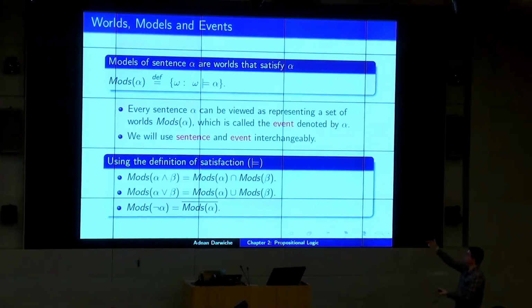And the second one is the models of alpha or beta is the union. So on that side, there is a sentence. On that side, we're doing sets, right? Union. And the models of not alpha is just the complement of the models of alpha. So if you look at the set of worlds and you pick any alpha, it's dividing that set into two.